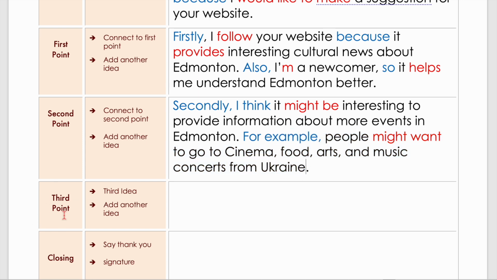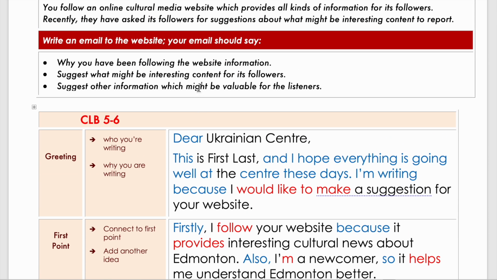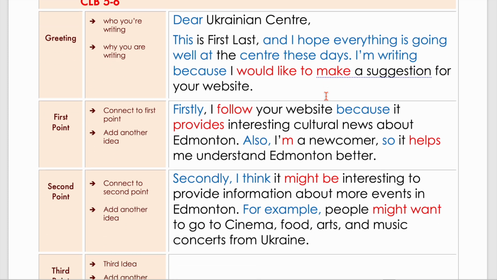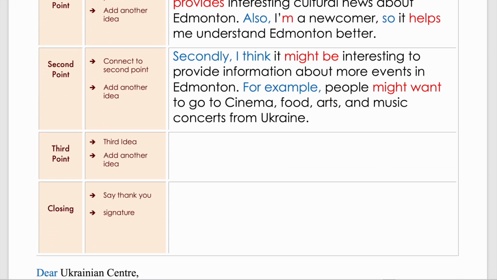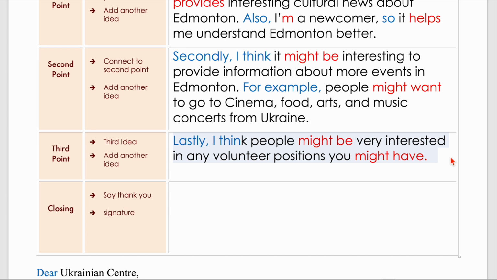So now let's go to the third point, the third idea, add another idea. Suggest other information which might be valuable for the listeners. What could be other information? So let's connect. Lastly, I think people might be very interested in any volunteer positions you might have. I got that example from one of the students in the class.